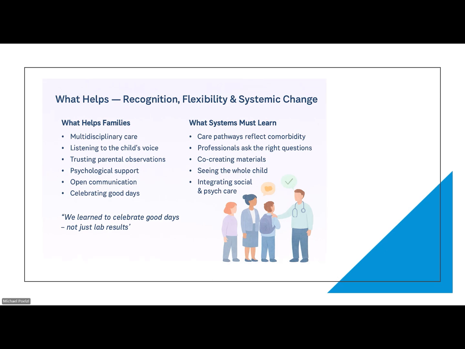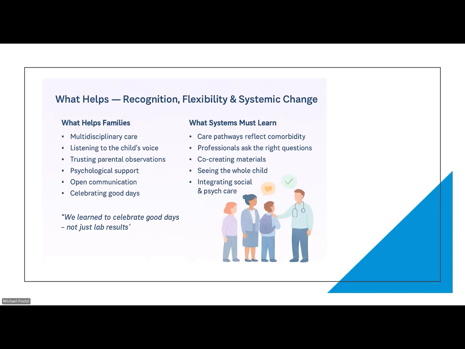What helps? Recognition, flexibility, and systemic change. What helps families? As you see on the left, the multidisciplinary care, not just one specialist, but a team that communicates. Listens to the child's voice. They are more than their diagnosis.